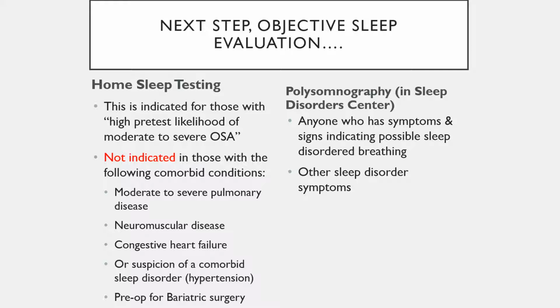So basically, your home sleep testing is for people who have not developed any other comorbid conditions yet, but they have several symptoms suggesting they have sleep apnea. Now, on the other hand, we have the gold standard, which is polysomnography done in a sleep disorder center. Anyone who has symptoms and signs indicating a possible sleep disordered breathing can have this test done, and it doesn't matter what comorbid conditions they have. This is the safest method for sleep testing, and it's because it's continuously monitored by a credentialed healthcare provider.